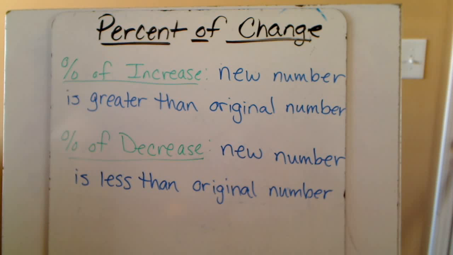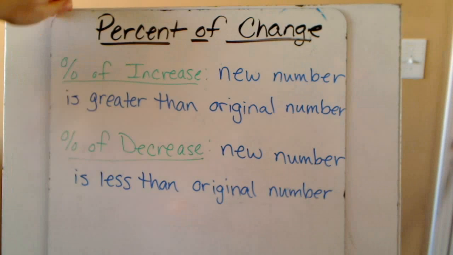This section is on percent of change. Two vocabulary words that you need to know are percent of increase and percent of decrease. Percent of increase is when a new number is greater than the original number. Percent of decrease is when the new number is less than the original number. So the first two examples from the notes given to you are to determine whether or not it was a percent of increase or decrease, and actually find the percent of change.